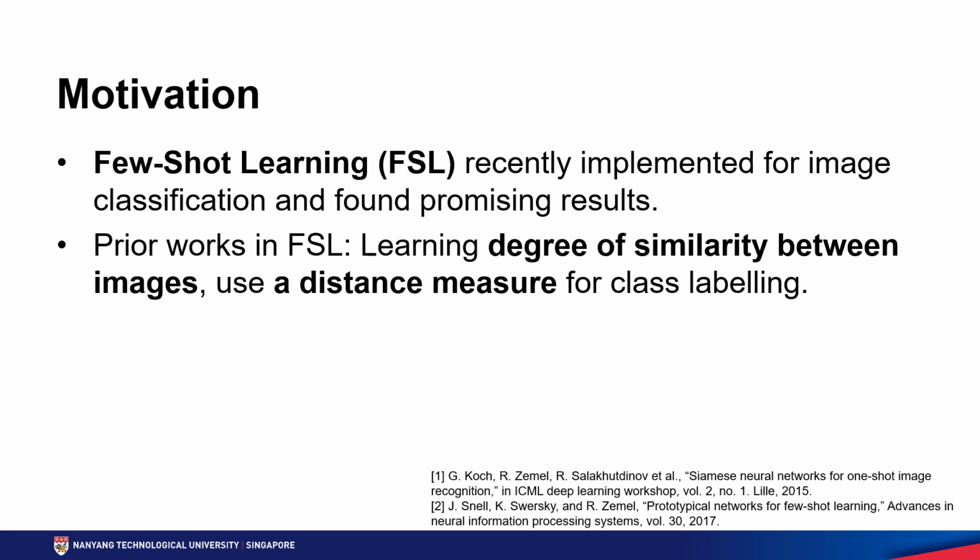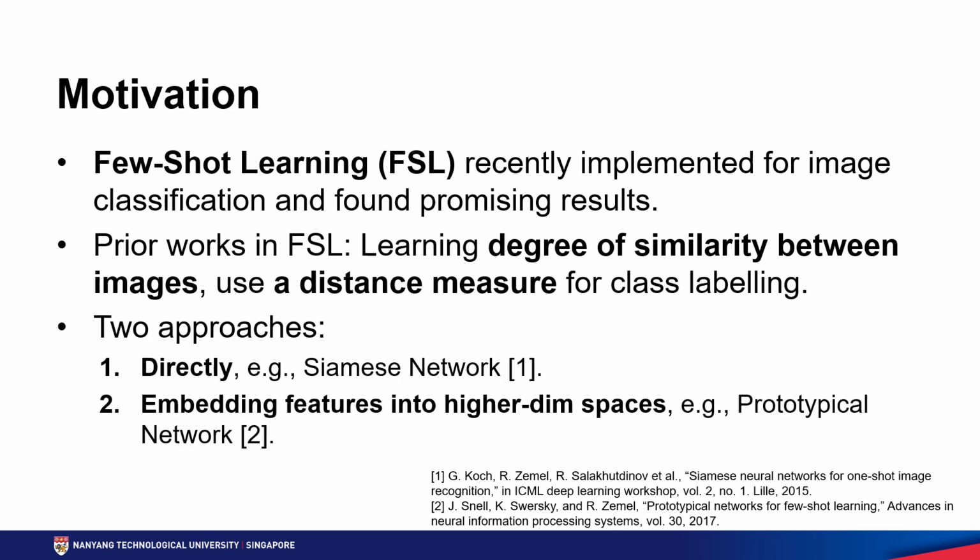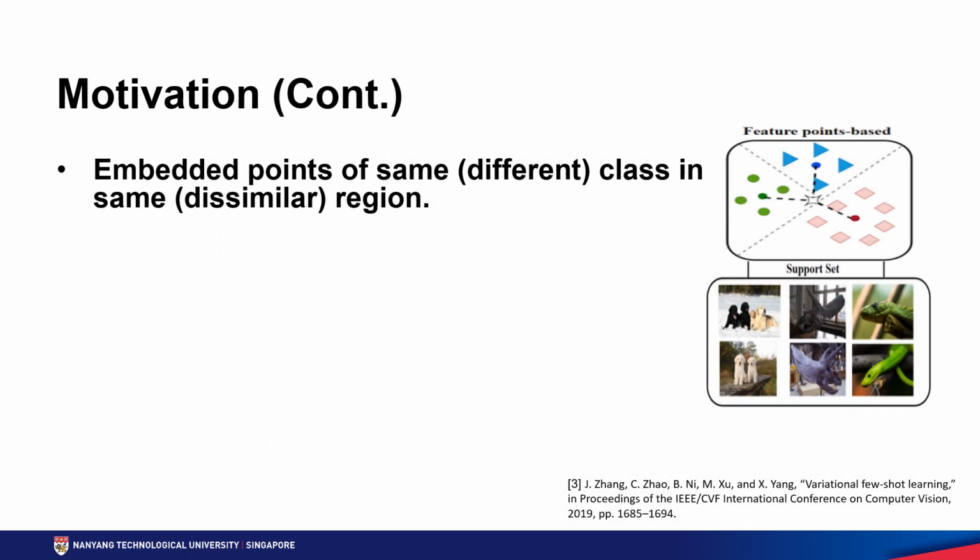This can be done via two approaches. Either through computing such similarity in the image feature directly, as in Siamese network, or embedding the features into higher dimensional spaces, as in prototypical network. The embedding, if it's done, considers the visual features as individual points in the higher dimensional space, in which a pictorial representation for three-class setting is shown on the right.